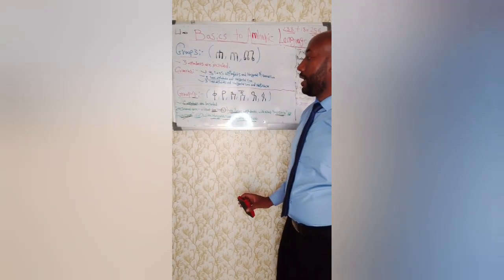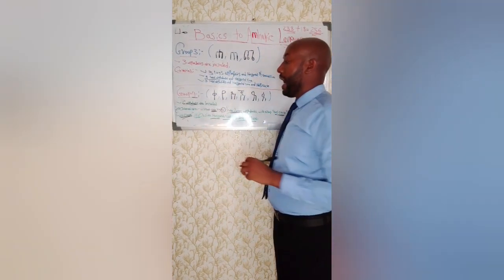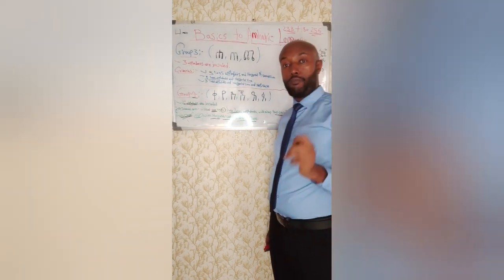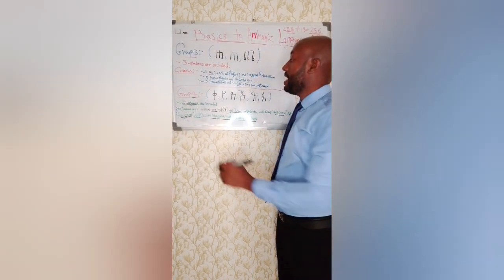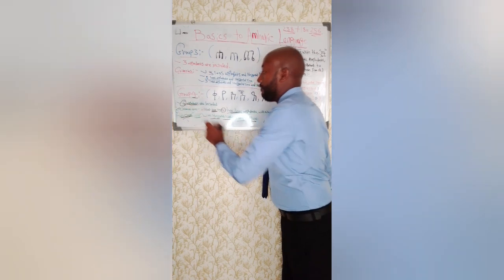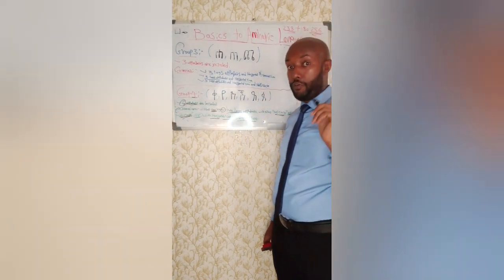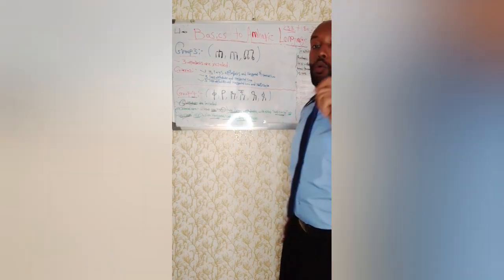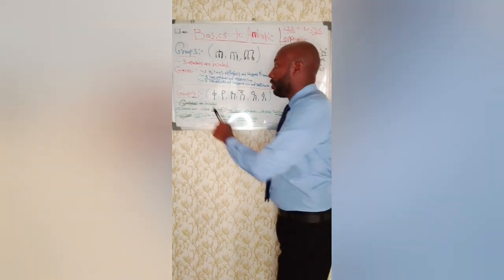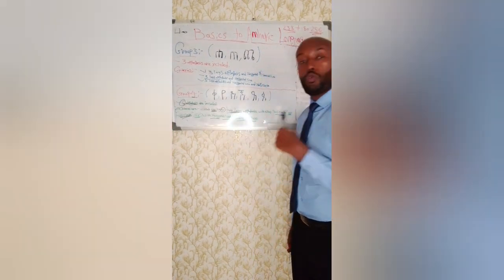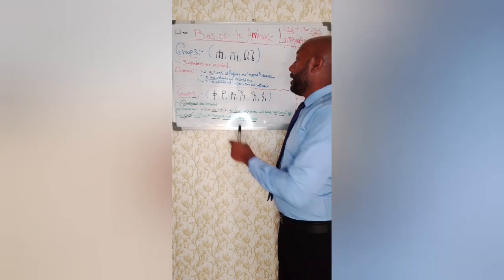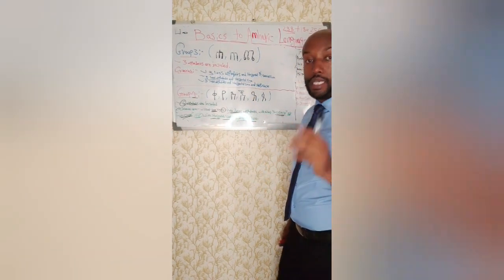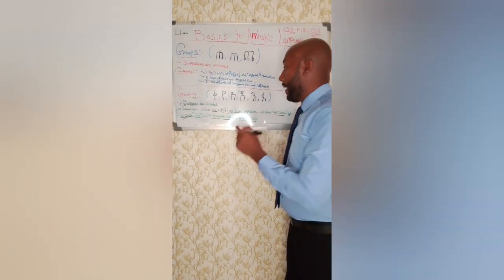Okay, the next category is group 4. And under group 4, from the 34 basic Amharic alphabets, 6 alphabets are included. And what are the criteria to be included under group 4? Okay, let us see. The criteria to be included under group 4 are the alphabets need to have either 1 leg or 2 legs.